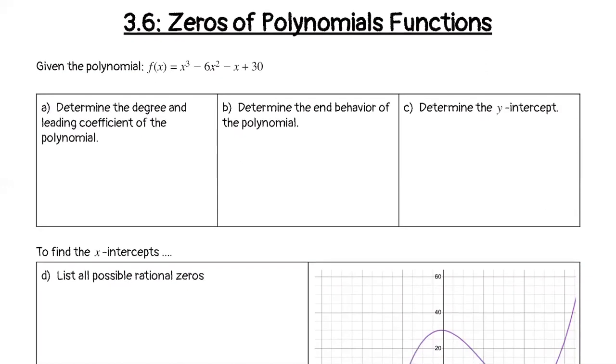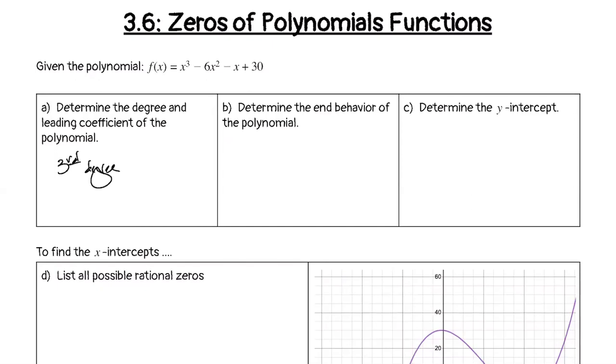All right, so with that, let's go ahead and get started. So given this polynomial, let's talk about some things that we learned in the other sections. For part A, it says determine the degree and leading coefficient of the polynomial. So what do we have for the degree and the leading coefficient of this f of x? 3 is the degree and the leading coefficient is 1. Yeah, exactly. So we have a third degree.